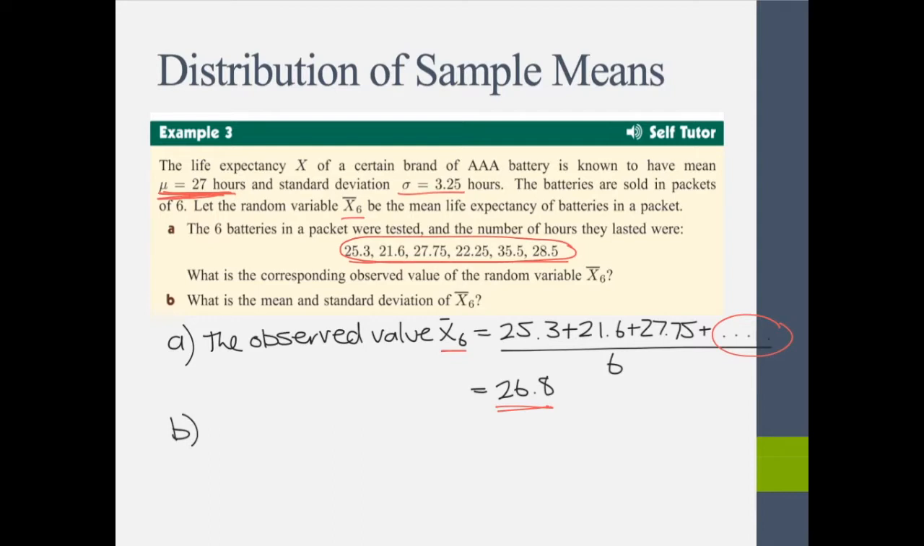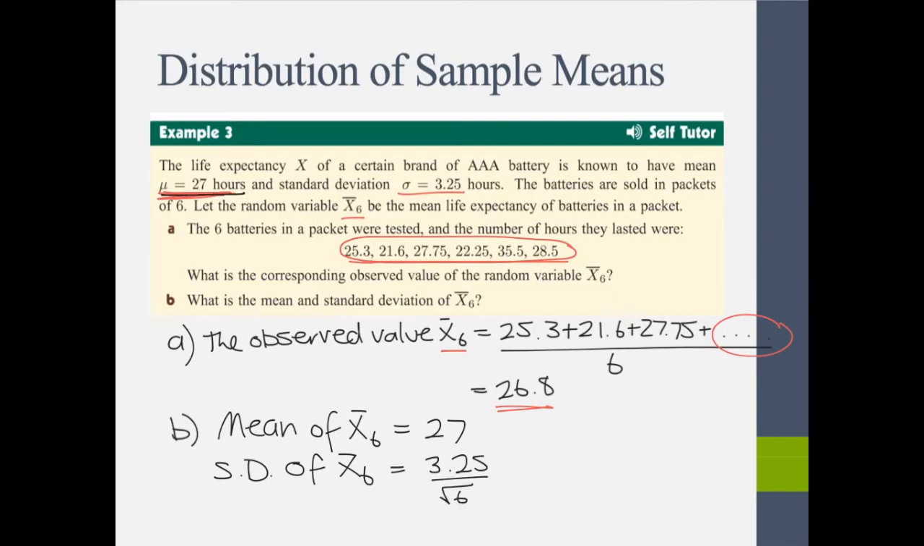In part B, which is quite simple, all it's going to ask for is the mean. So you can say the mean of X bar 6 is going to be equal to 27, because it's the same as mu, and the standard deviation of X bar 6 is going to be equal to the standard deviation, which is 3.25, divided by square root 6, which comes out to be approximately 1.33 hours. Hopefully that makes sense. That's really where we're at with those questions.